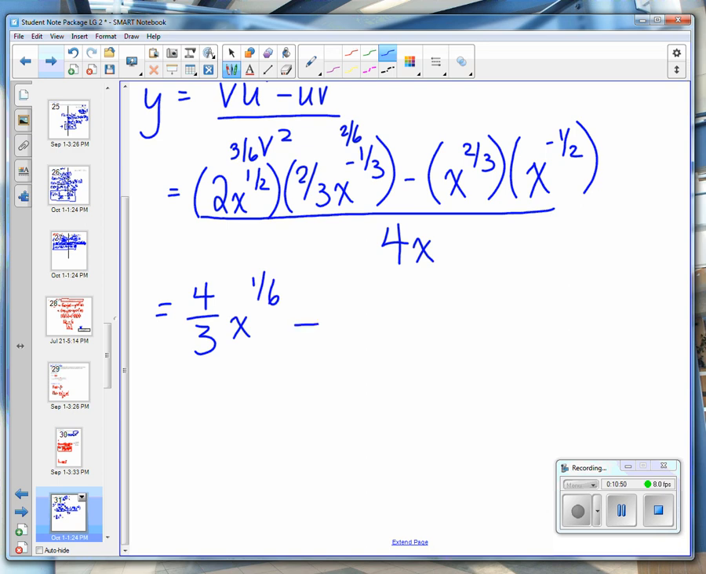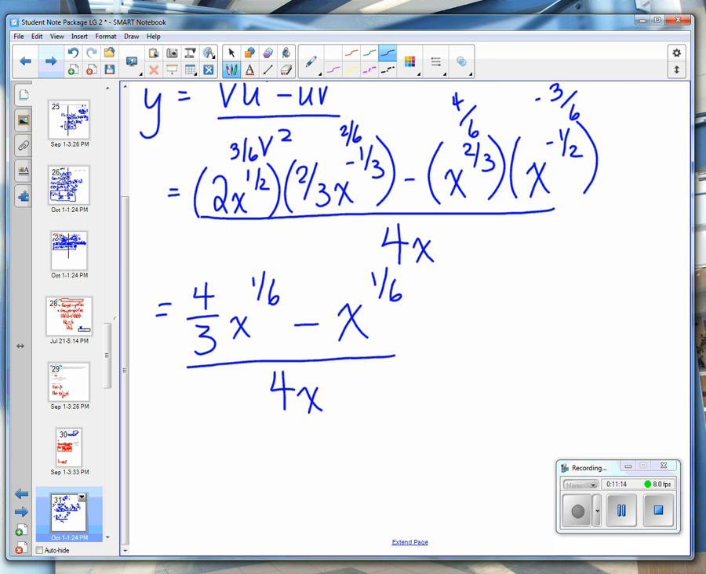Minus, and again, I'm multiplying these guys together, so I'm adding 2 over 3 plus negative a half. So again, that's going to be like out of 6, so that's going to be 4 out of 6. And this one's out of 6, so that would be negative 3 out of 6. So again, we're going to get 1 over 6, all divided by 4x.